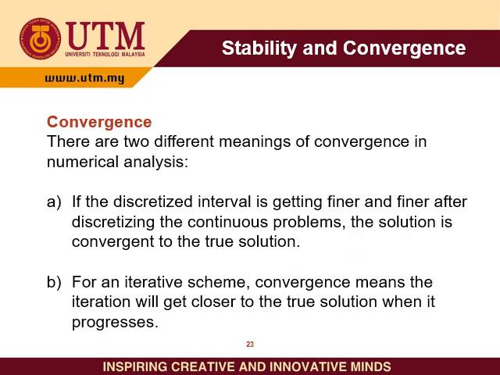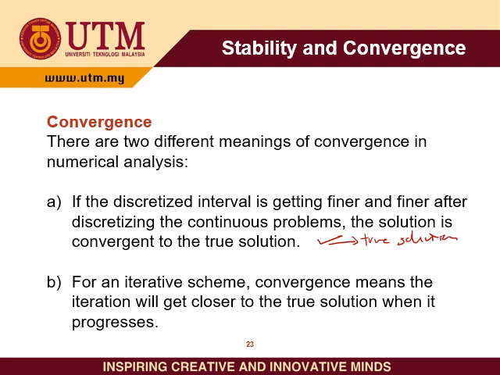Alright, what is convergence? There are two different meanings of convergence in numerical analysis. The first one: if the discretized interval is getting finer and finer after discretizing the continuous problem, the solution converges to the true solution. So if the interval is getting finer, smaller and smaller, better and better, the solution converges to the true solution. It moves more towards the true solution, if it is finer and finer.